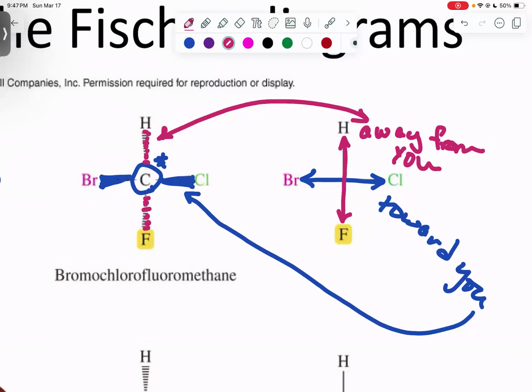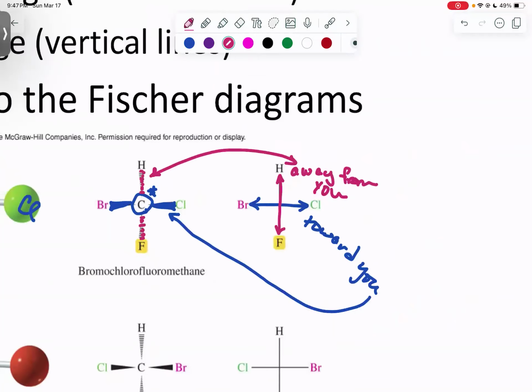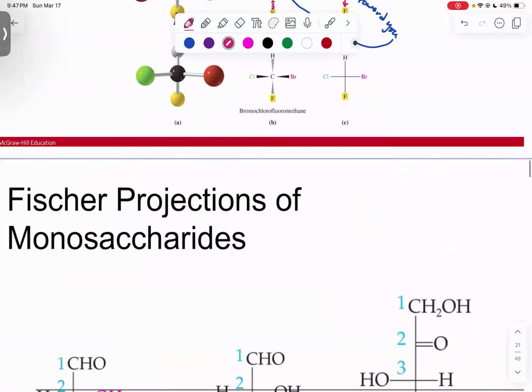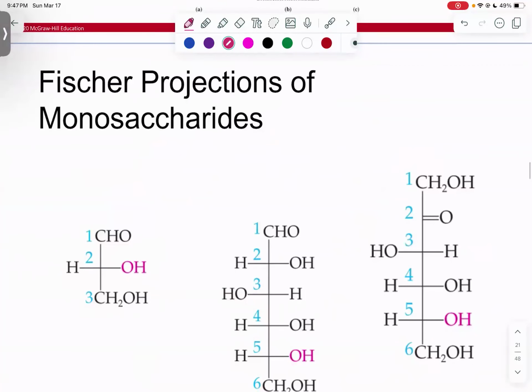So even though it's drawn in 2 dimensions, it's giving you a bit of 3-dimensional information, right? So, and it's a lot easier to draw the Fisher diagram than it is to draw the wedges and dashes. But, okay. So let's look at some sugars.